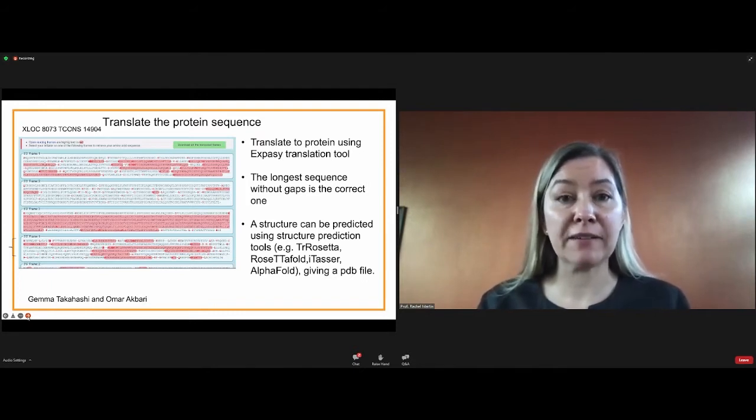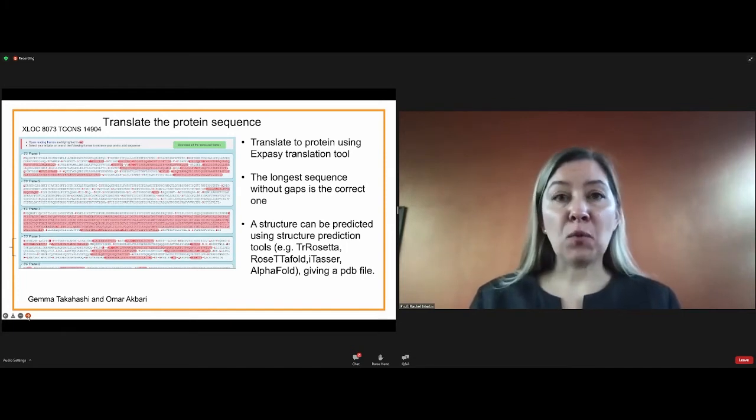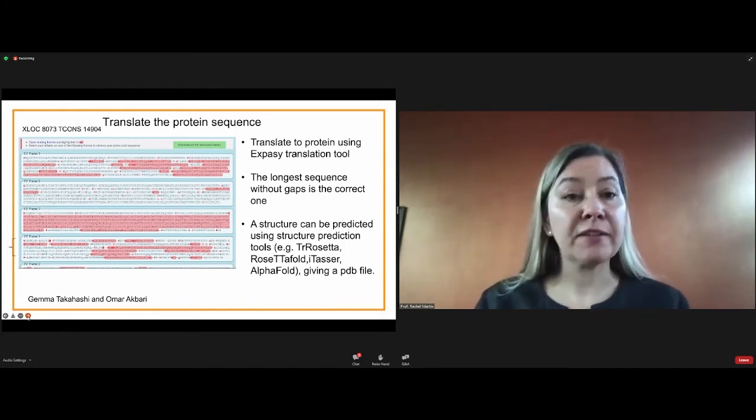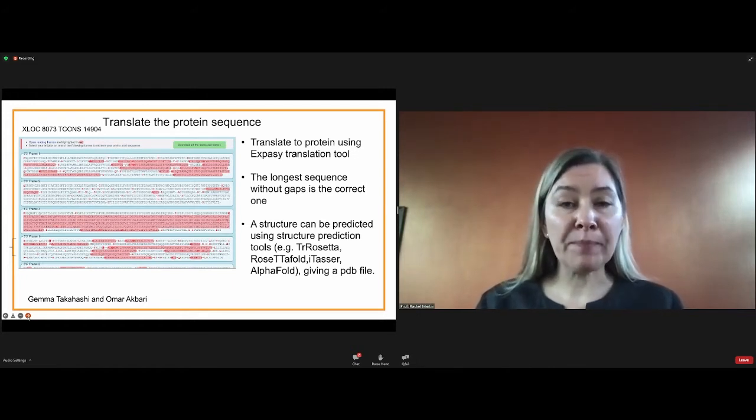So those are the ones that I collected there. Okay, so we have our nucleic acid sequence that we got from the transcriptome, and we need to translate it to protein. So here's the problem.